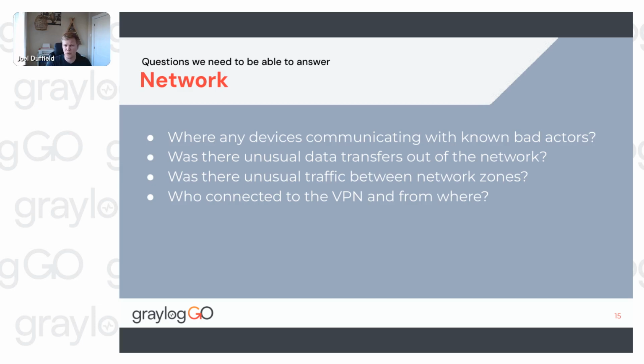Was there unusual data being transferred outside the network? Was there unusual data being transferred into the network, or between zones of the network if you have that kind of monitoring set up? And then lastly, what was going on with the VPNs? Obviously, that is a huge part of our network now, is that we're not all in one building where, just by looking at the LAN, we can figure out what's going on.